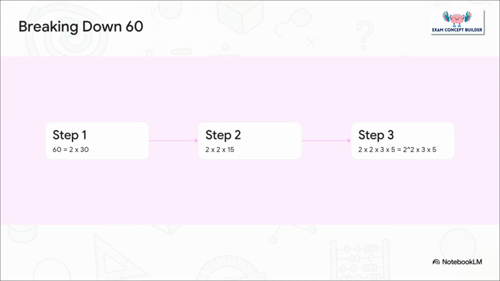Step 2, well, 30 isn't prime, right? So we break it down again into 2 times 15. Now we have 2 times 2 times 15. Step 3, 15 breaks down into 3 times 5. Boom, both are prime. So our final string is 2 times 2 times 3 times 5, which we can neatly write out using indices as 2 squared times 3 times 5.